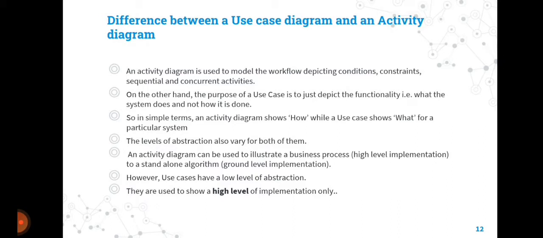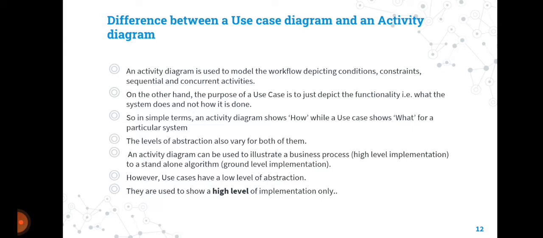Now we can see the difference between a use case diagram and an activity diagram. An activity diagram is used to model the workflow depicting conditions, constraints, sequential and concurrent activities. On the other hand, the purpose of a use case is to just depict the functionality, that is, what the system does and not how it is done. So in simple terms, an activity diagram shows how, while a use case diagram shows what for a particular system.